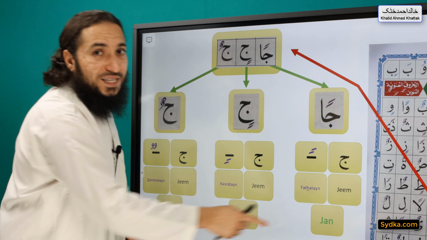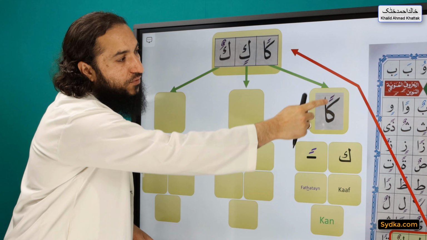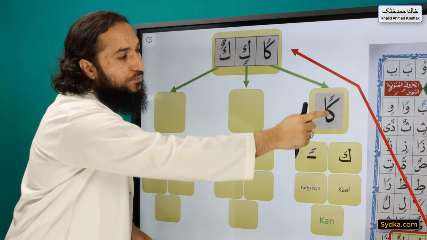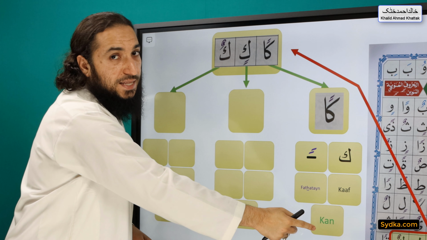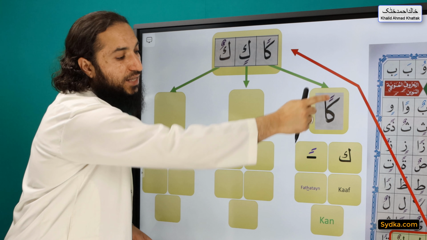The next letter is kaf. So that's kaf, fathatain, and the alif is silent here. Kaf, fathatain, kan.